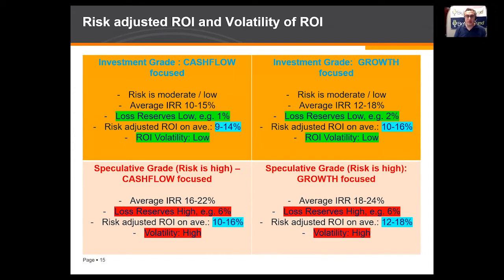Now let's talk about quadrant 2, investment grade projects focused on growth. Their target IRR should be higher. Otherwise, why invest in the projects with no cash flow? Because they got to have some level of higher return. And the loss reserves, I'm using 2% in this example. Now, it doesn't have to be 2%. It could be 3%. It could be 1.5%. There's no magic number. But certainly, it's a little bit higher risk than the quadrant 1.